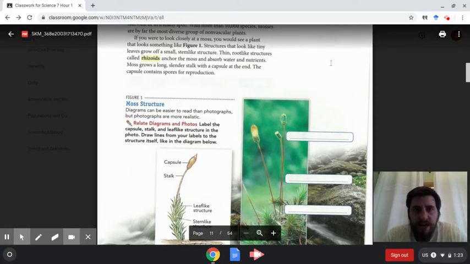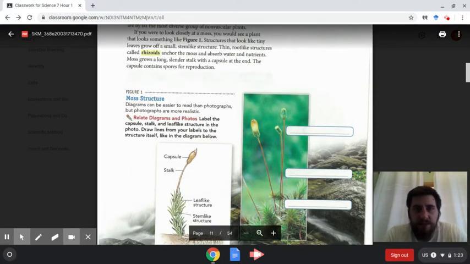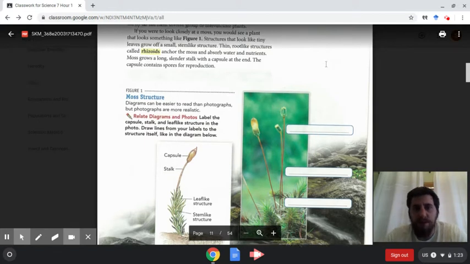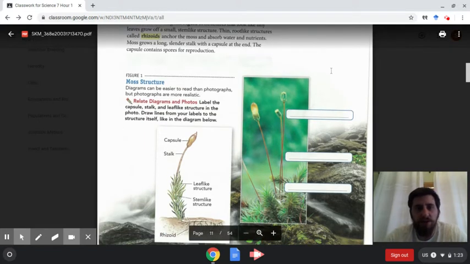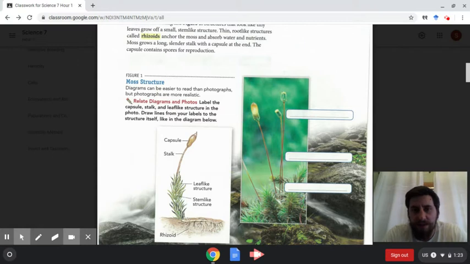Structures that look like tiny leaves grow off a small stem-like structure. Thin root-like structures called rhizoids anchor the moss and absorb water and nutrients. Moss grows a long, slender stalk with a capsule at the end. The capsule contains spores for reproduction.